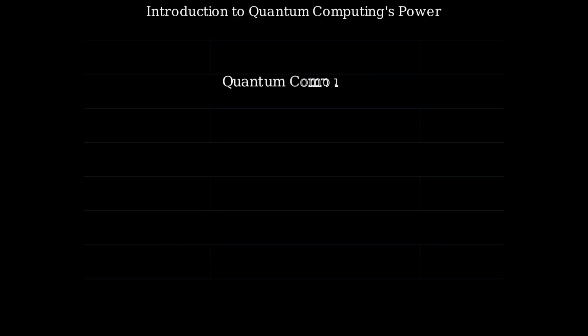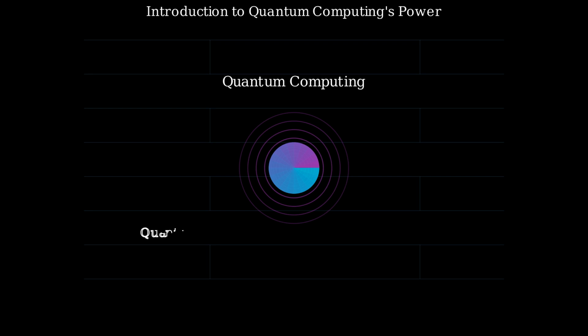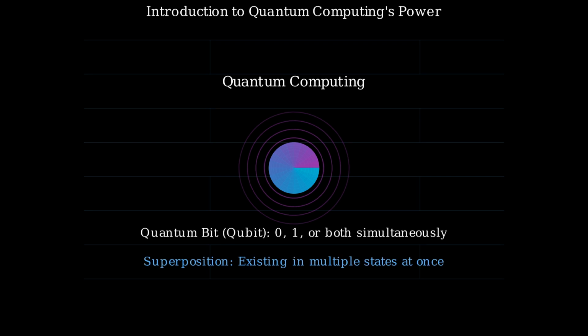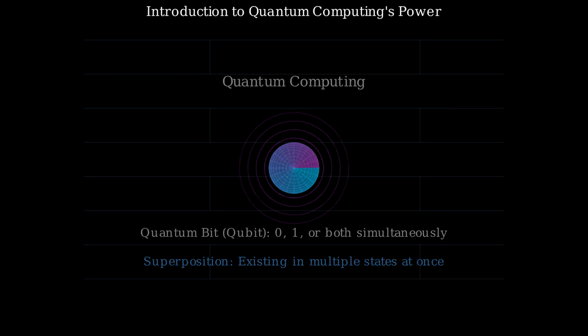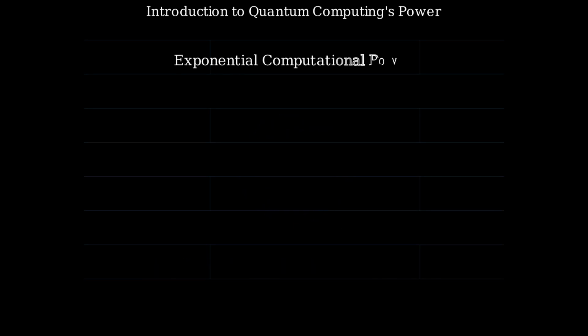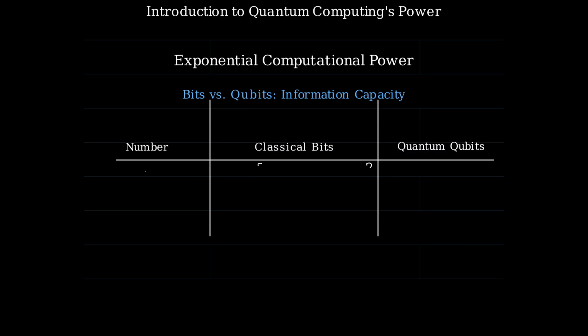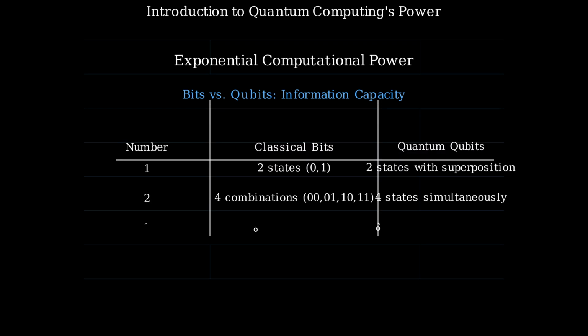Quantum computers, however, use quantum bits or qubits. Unlike classical bits, qubits can exist in a state called superposition, representing 0, 1, or both simultaneously. This superposition property enables quantum computers to encode exponentially more data and perform many calculations at once.